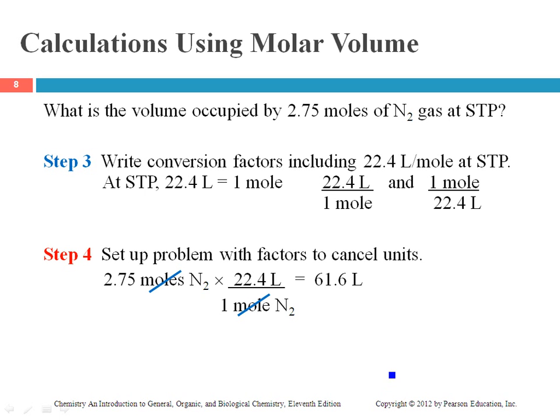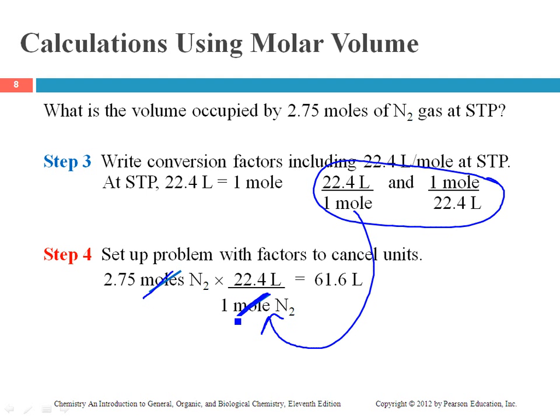here's our ratios, or our conversion factors. We could use either one, but we have to use the one that's going to plug into our equation and allow us to cancel our moles. So remember, we cancel diagonally, so you end up multiplying 2.75 times 22.4, and we end up with 61.6 liters. So that's the volume that would be occupied by 2.75 moles of nitrogen gas.